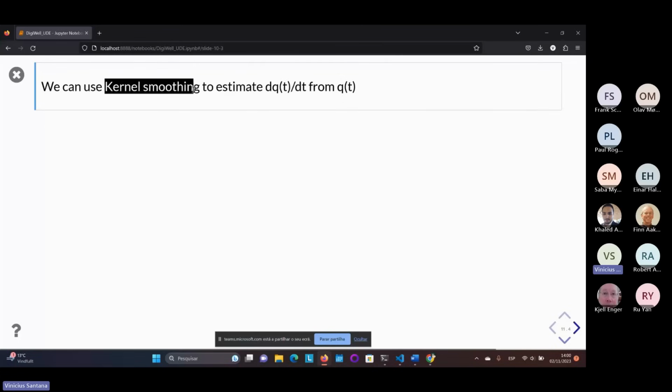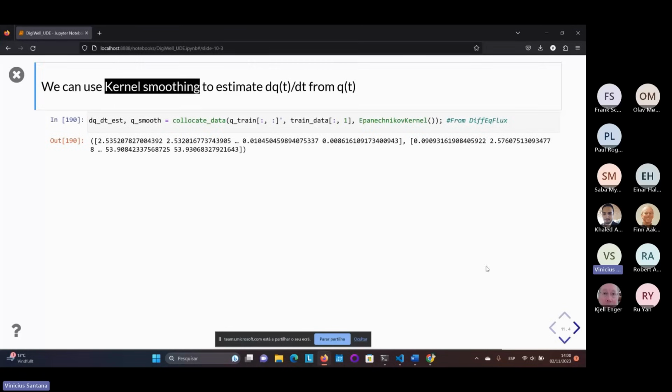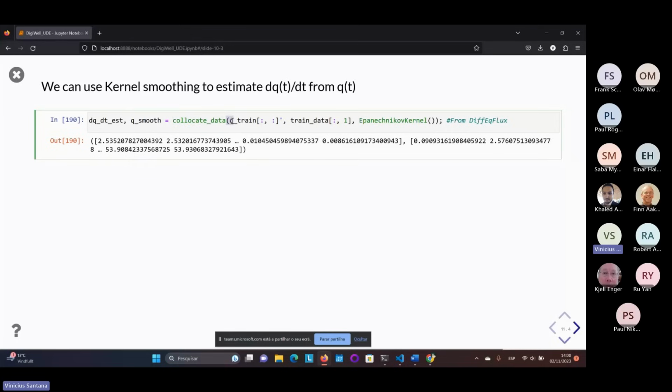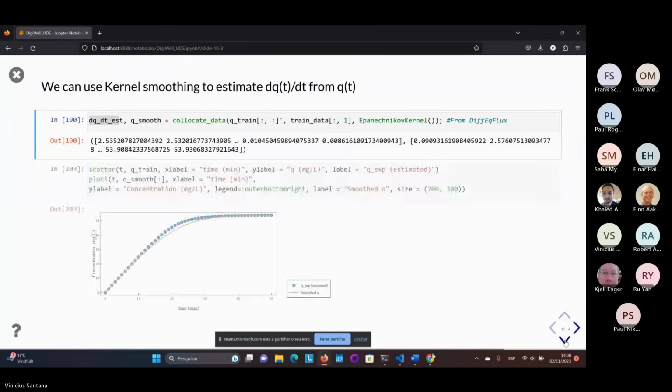We can use kernel smoothing. So this kernel smoothing is available in the DiffEqFlux library right now, if I'm not incorrect. The name of the function is collocate data. I give it my original time series, and I give it my timestamps, and I have to use a kernel function to do the smoothing. And the output of this function is my smoothed signal and the estimation of its derivative.